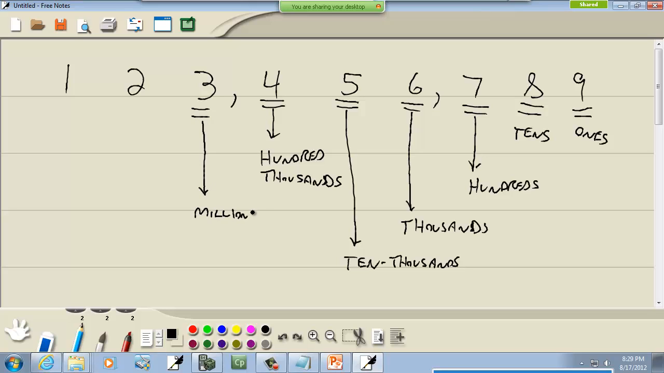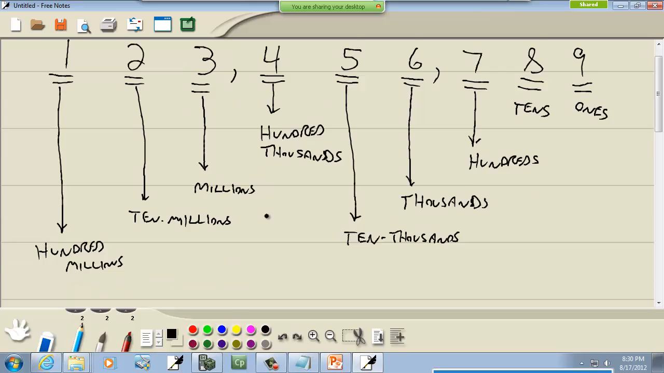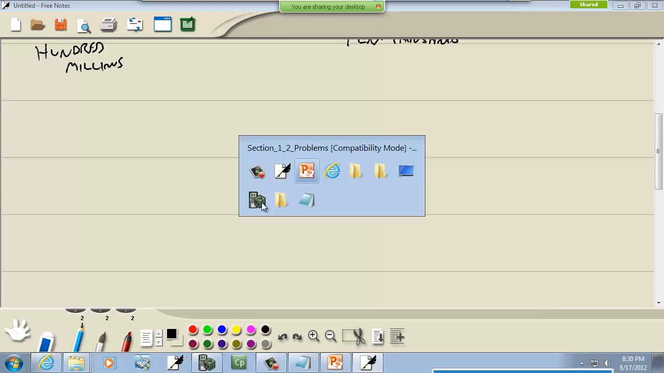You're going to see a pattern here. This one is 10 millions. This is 100 millions. So let's use that information to solve these problems.